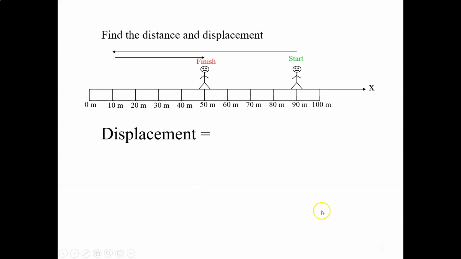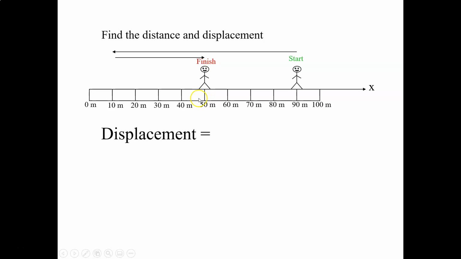Hello. This is just a little snippet I didn't quite get on the last video, so I wanted to throw that in here. So what we're going to do is figure out the distance and displacement of a person that moves from the 90-meter mark to the 10-meter mark, and then ends up at the 50-meter mark.